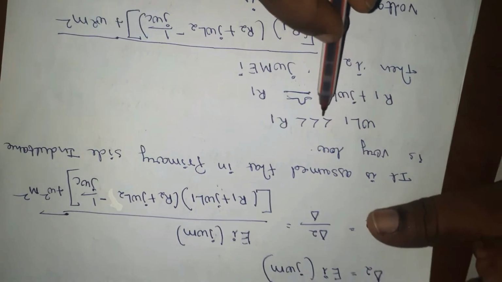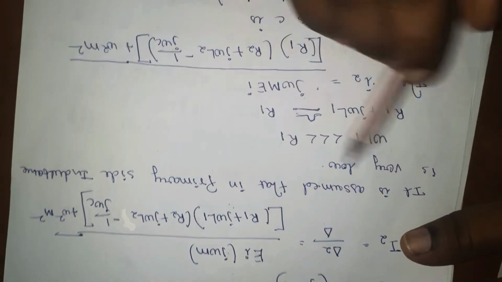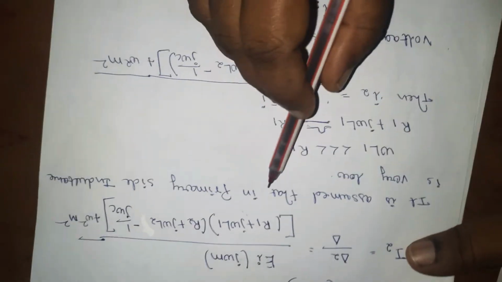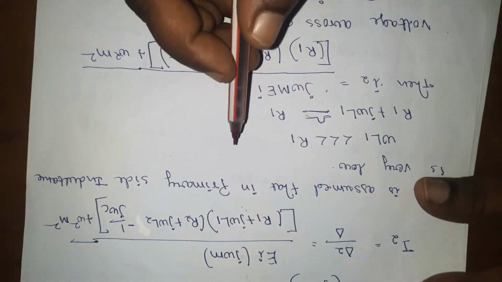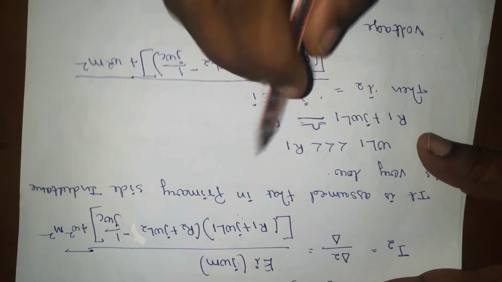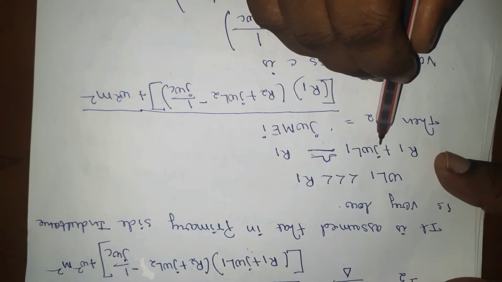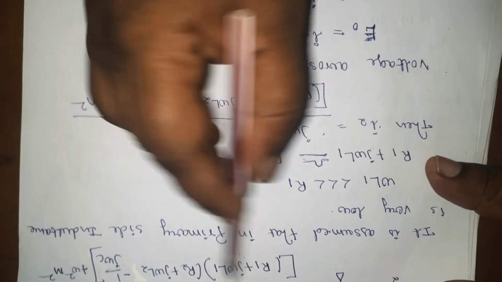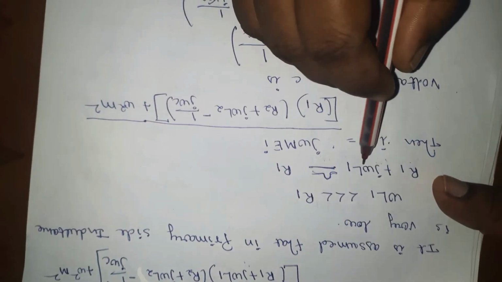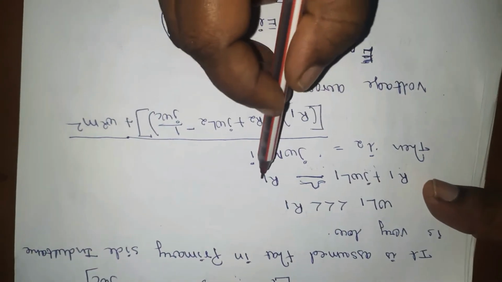So ωL1 is very less than R1. Here it is assumed that the primary side inductance is very low. That's why ωL1 is very less than R1. So R1 plus jωL1 is approximately equal to R1.